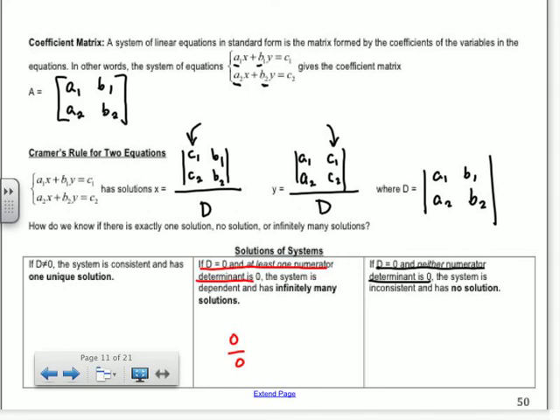So that means you have like a number over 0 and a number over 0. Then it would be no solution. So let's try these.